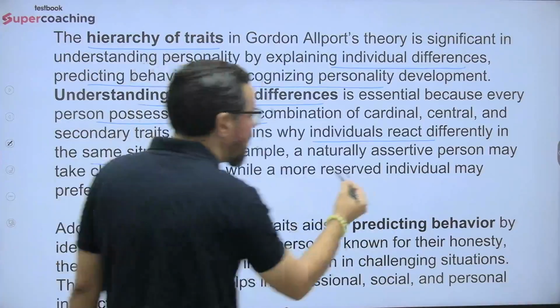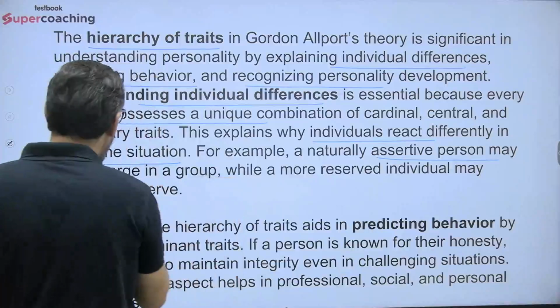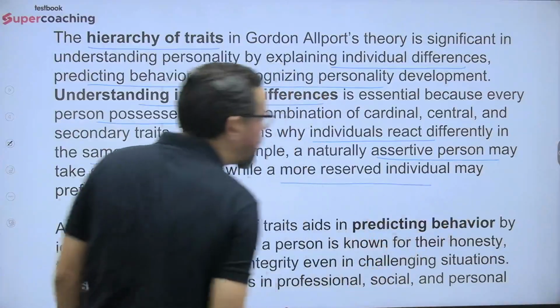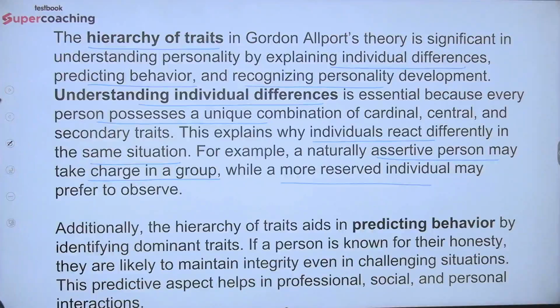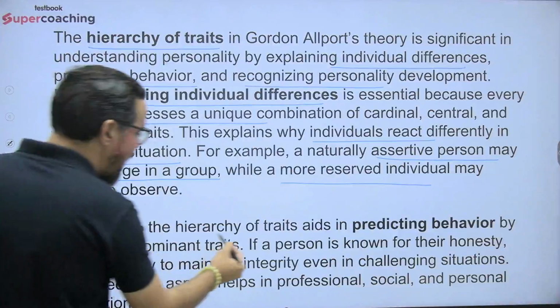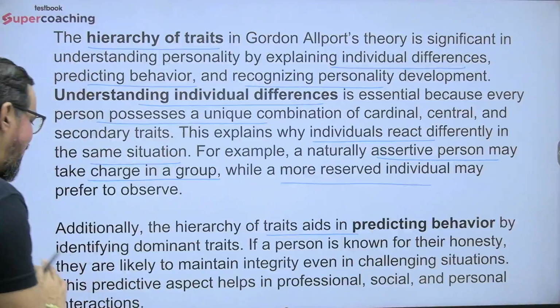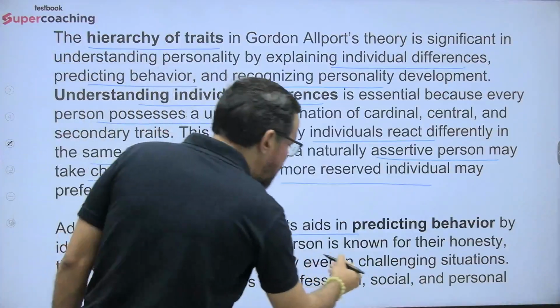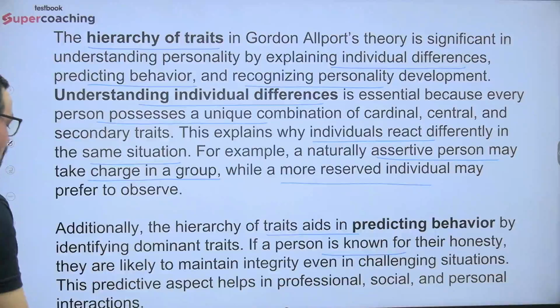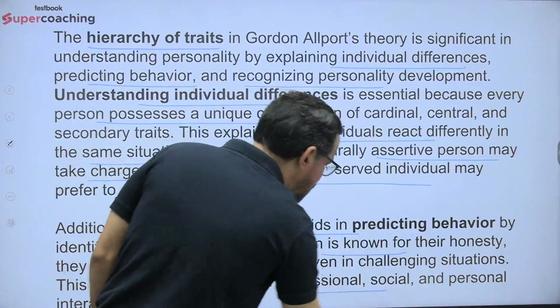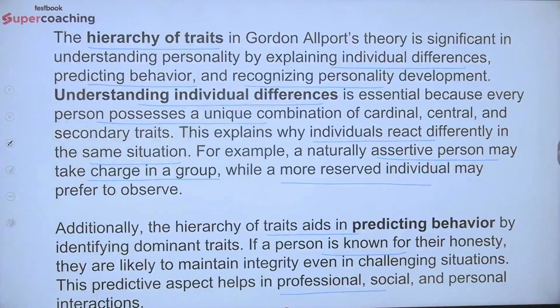For example, a naturally assertive person may take charge in a group while a more reserved individual may prefer to observe. Okay. So additionally, the hierarchy of traits aids in predicting behavior by identifying dominant traits. If a person is known for their honesty, they are likely to maintain integrity even in challenging situations. This predictive aspect helps in professional, social, and personal interactions.